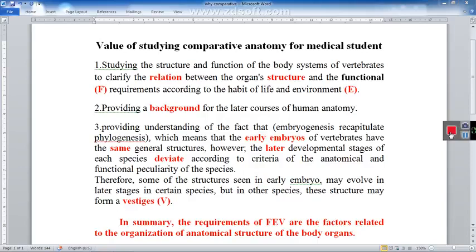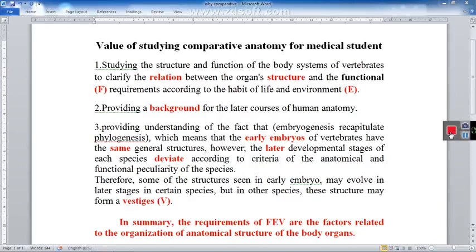In addition to these 2 points, studying comparative anatomy will give you an understanding or an explanation to a sentence that says embryogenesis recapitulates phylogenesis.